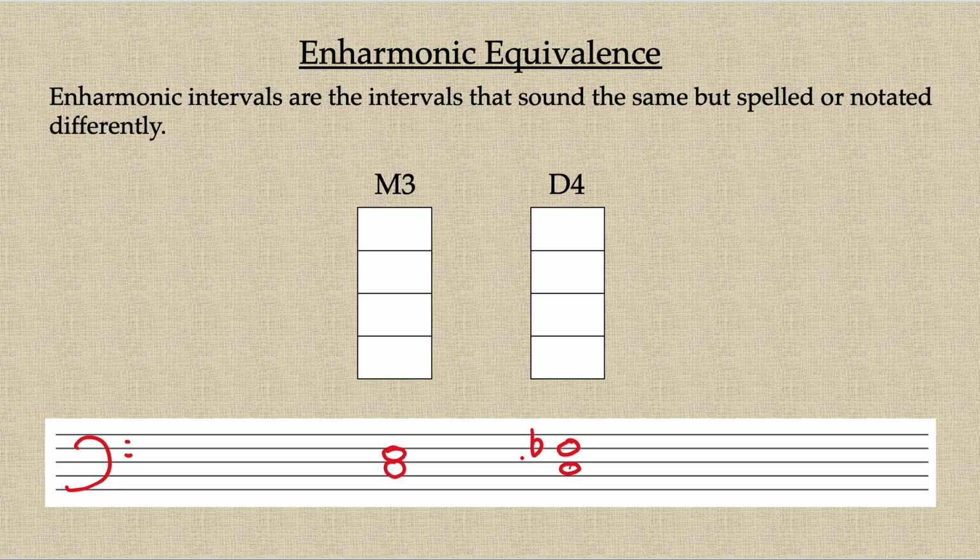And C to E and C to F flat, they sound exactly the same, but they are spelled differently, one with an E, the other with an F flat. So we can say that these 2 intervals are enharmonic.